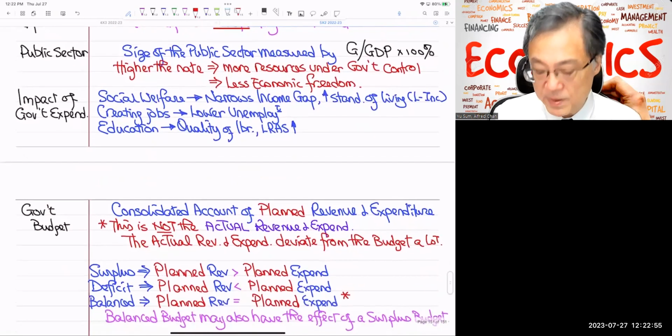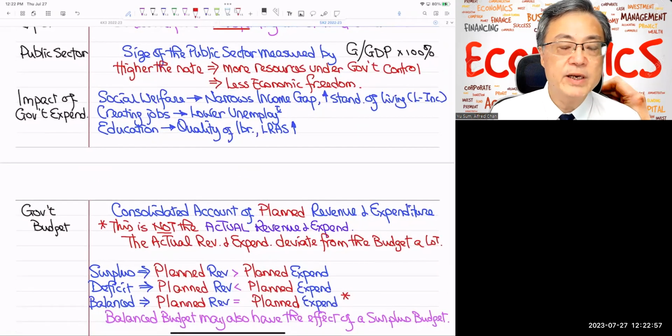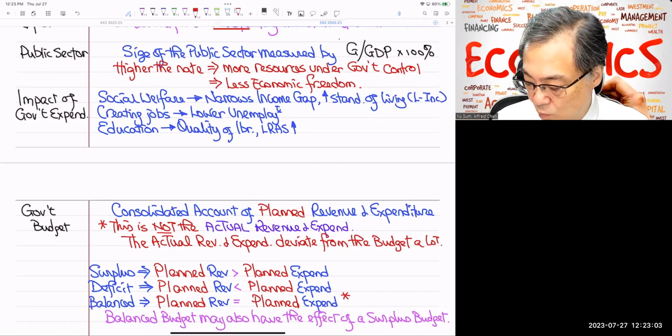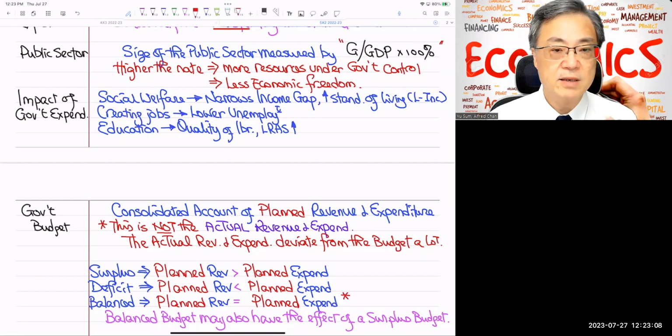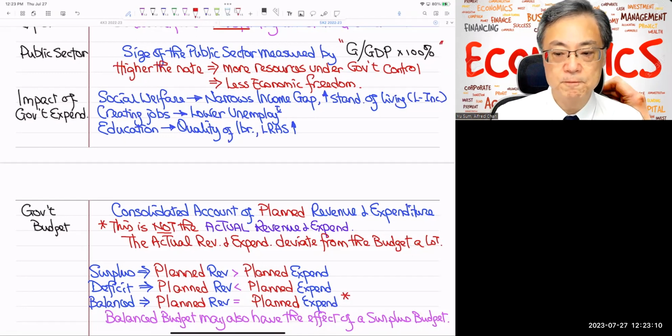Okay, the public sector. Now, why do we need to mention the public sector? Well, how do you measure the public sector? Simple, by this one formula, G over GDP times 100%. Now, in the past, during the colonial government, the public sector in Hong Kong was relatively high, more than 20-something%. But in the past 10 years, the government tried to cut it down to 15 or 17%.